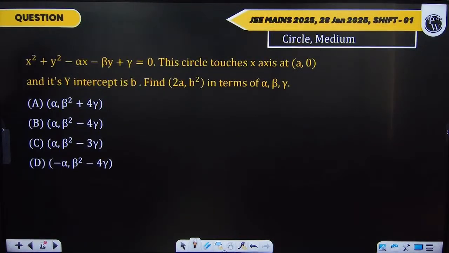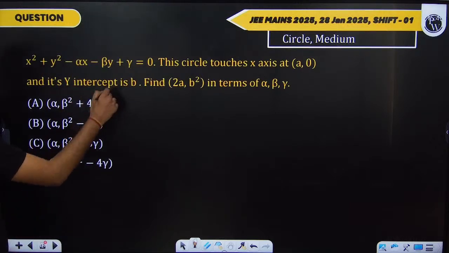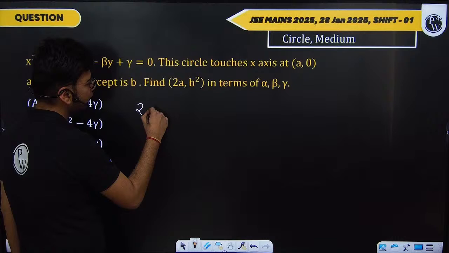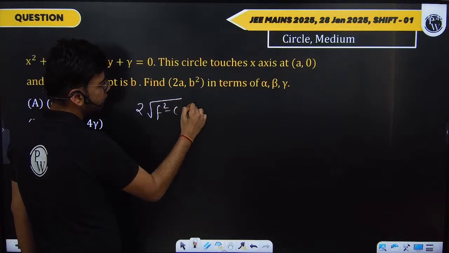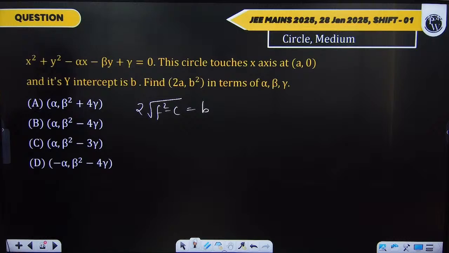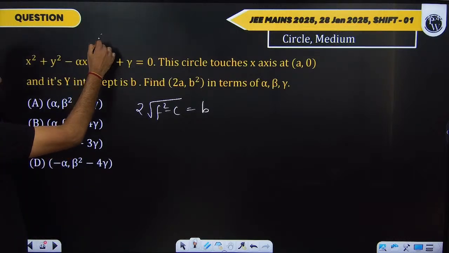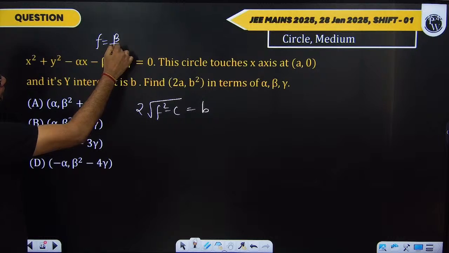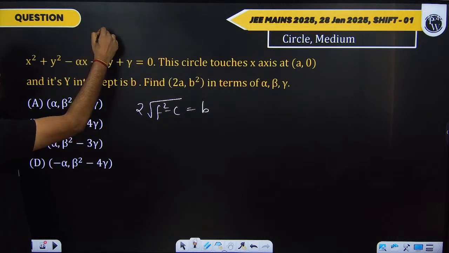x² plus y² minus alpha x minus beta y plus gamma is equal to 0. This circle touches the x axis at (a, 0). The y intercept is also given, 2a comma b². Again, an easy question. It's classified as medium because some calculations will be involved. What is the formula for the y intercept? 2 under root f² minus c is equal to b. What is the value of f? f will be minus beta by 2.